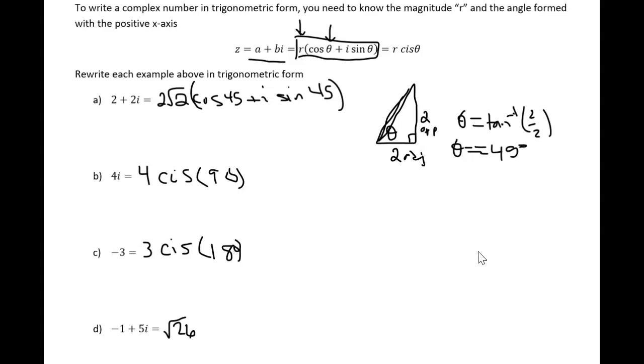Finally, we have our -1 plus 5i. So I'm going to regraph that one. That was in the second quadrant and was quite narrow. And if we use our theta is equal to the inverse tangent of 5 over -1, go ahead and plug that into your calculator. Just make sure that you're in degree mode.